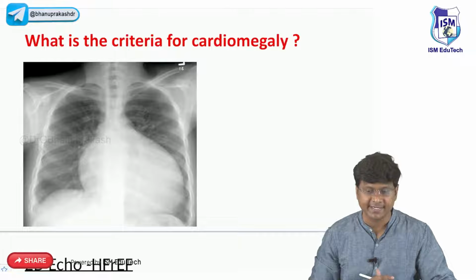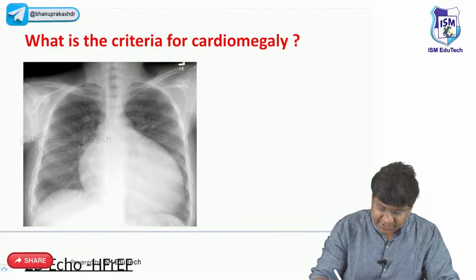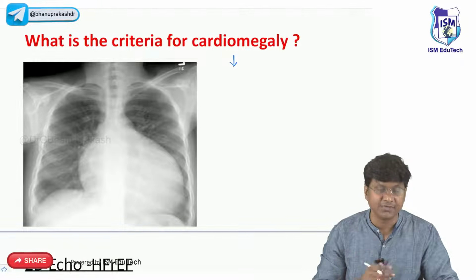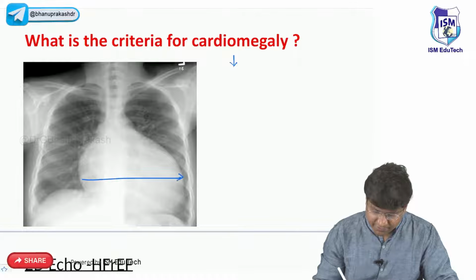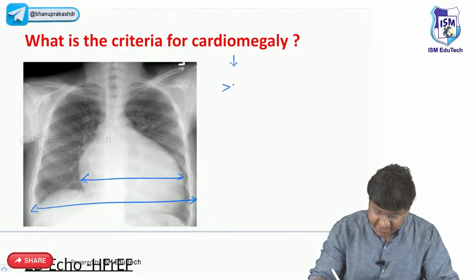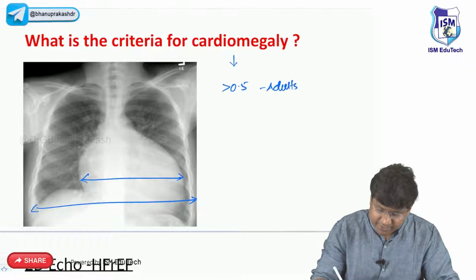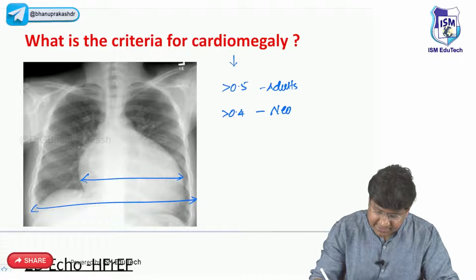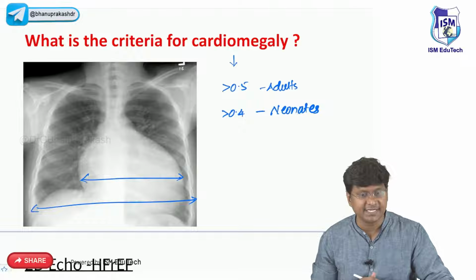If you take dilated cardiomyopathy, when you do a chest x-ray, you will notice that there is cardiomegaly. What is the criteria? If you take the cardiothoracic ratio, it should be more than 0.5 in case of adults. And what should be the cardiothoracic ratio in neonates to call it cardiomegaly? That should be more than 0.4. So that is the criteria to call it cardiomegaly.